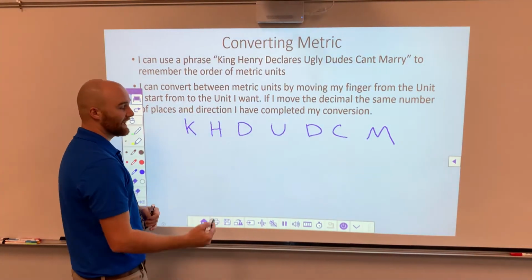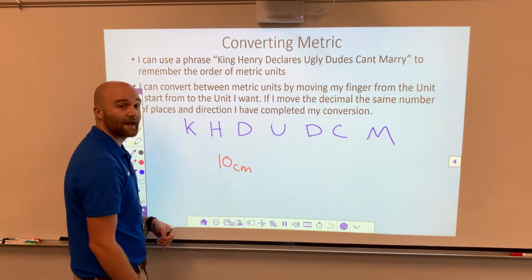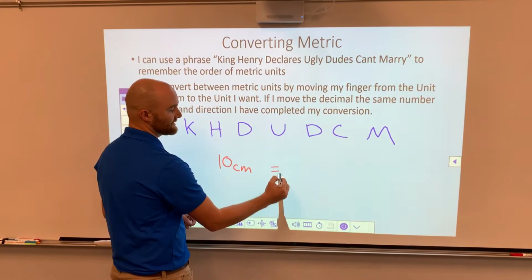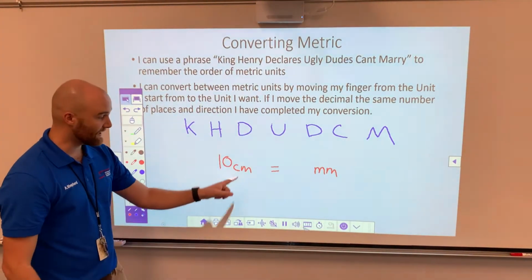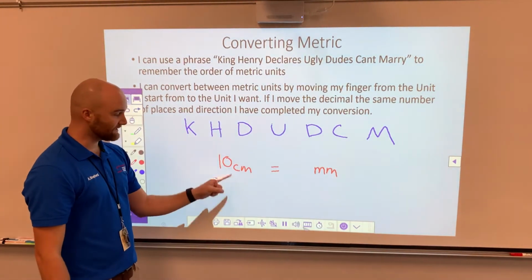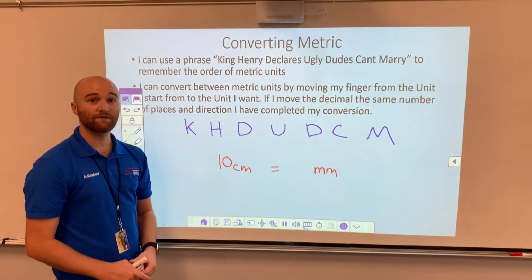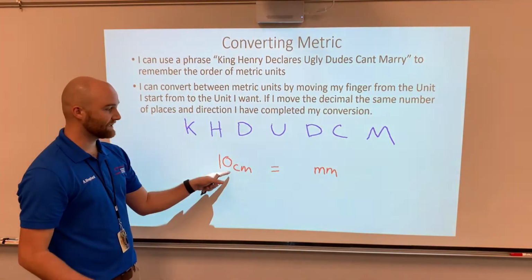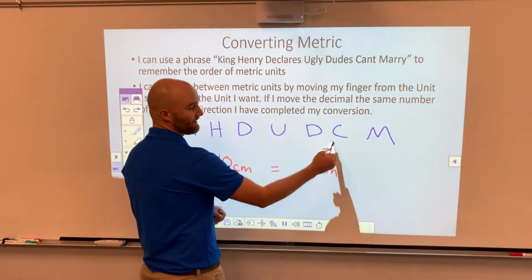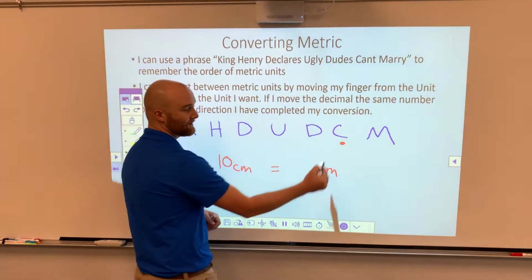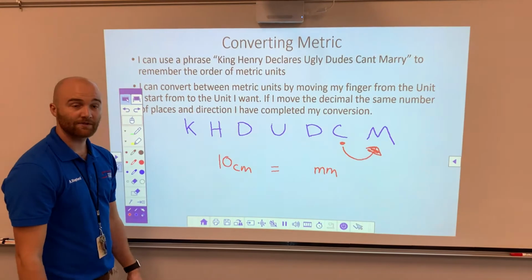If I said that I have 10 centimeters, and I want to change those 10 centimeters into millimeters. You'll notice they both have the M for meters, and then in front they have another letter. This other letter is what we're going to use to figure out where we're going. We have centimeters, and we're changing to millimeters. So I'm going to go up to my letters, put my finger on centimeters, and move it to millimeters. It took one jump to the right.